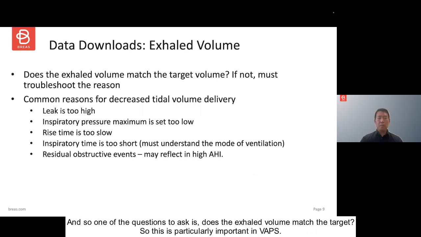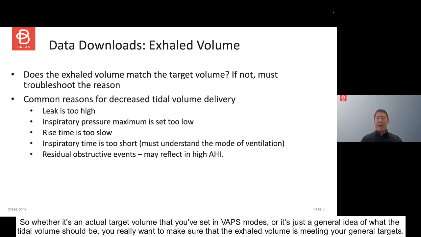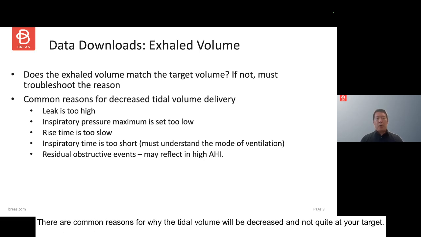And so one of the questions to ask is, does the exhaled volume match the target? This is particularly important in VAPS, but even if you're using a fixed bilevel, you should have in your mind what type of tidal volume you may want to deliver in order to improve ventilation. So whether it's an actual target volume that you've set in VAPS modes, or just a general idea of what the tidal volume should be, you really want to make sure that the exhale volume is meeting your general targets.